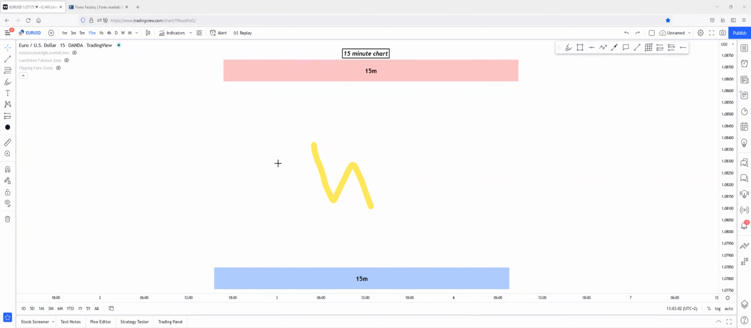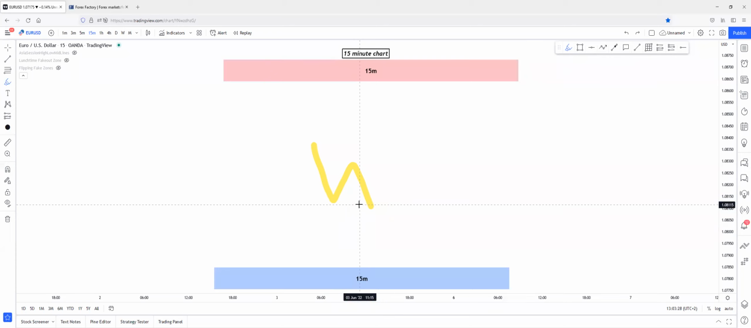I would wait for it to tap either the 15-minute supply or the 15-minute demand. And there I would wait for a 1 minute choch if it's with the trend, and if it's counter trend, I would wait for double confirmation on the 1 minute. Exactly. Thank you. Perfect answer. This is the highest probability setup that you can take when price is right here in between the zones.